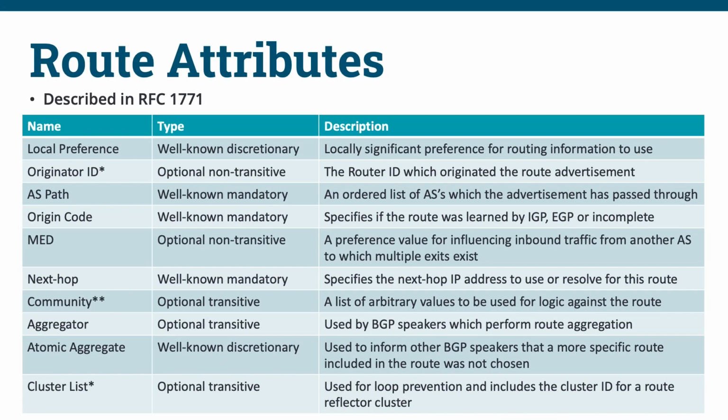This table provides a list of common BGP attributes. There are more, some of which are vendor-specific, though these are the ones we should be aware of in the JNCIS ENT.